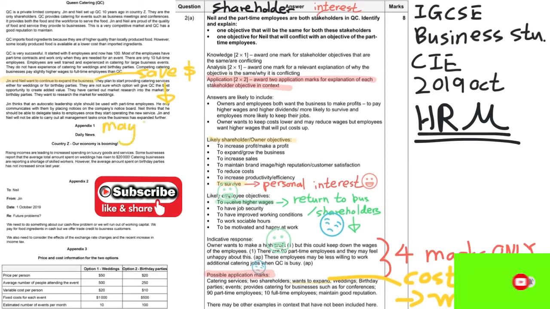They may not have room to raise the part-time employees' wages. So this is how we answer that. You can see we make use of the data in the case to do the application. So that's all for part 2A.